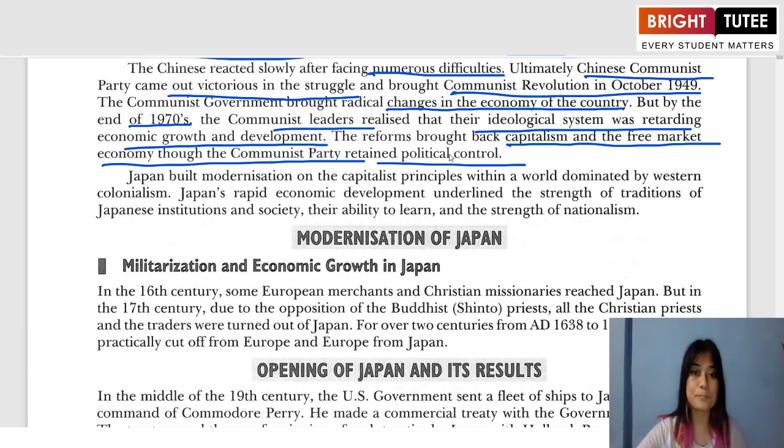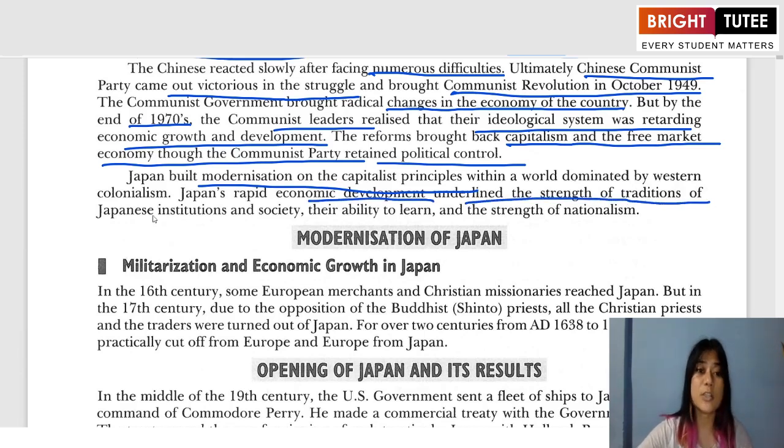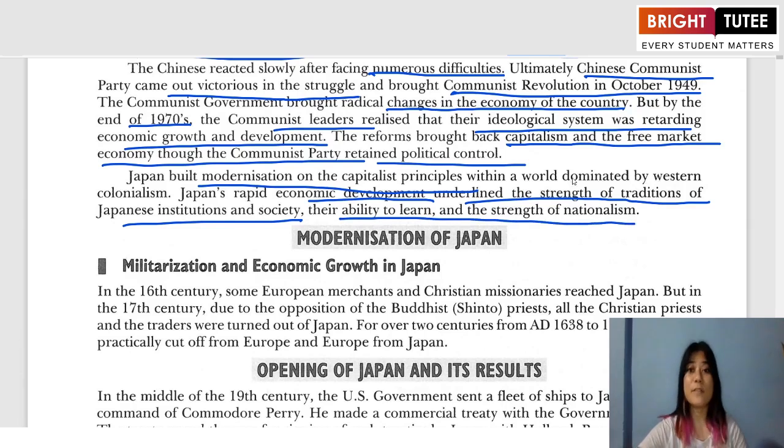Now, Japan also built modernization on capitalist principles. Japan was also developing its economy through capitalist principles. Japan's rapid development underlined the strength of the traditions of Japanese institutions and society, their ability to learn, and the strength of nationalism.